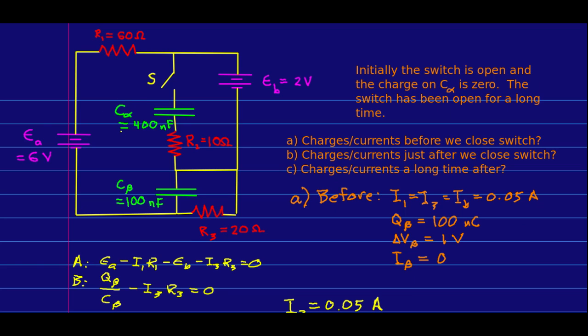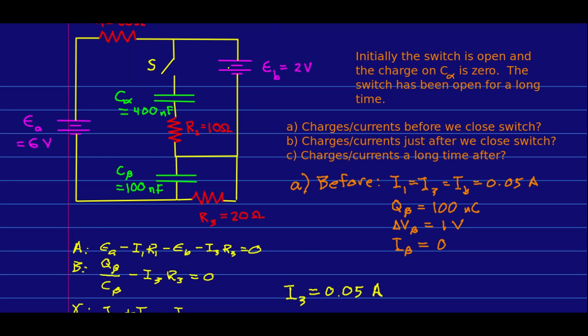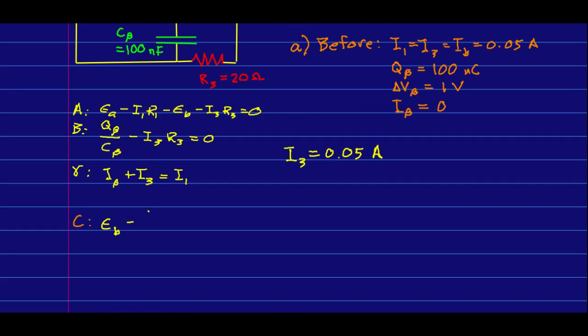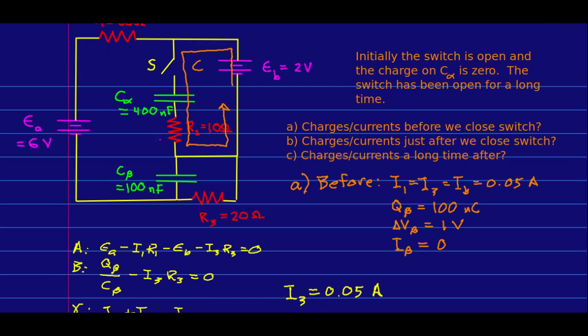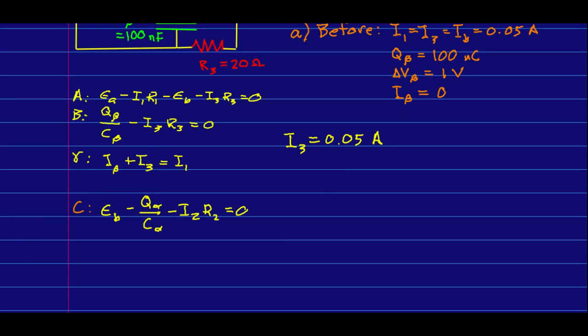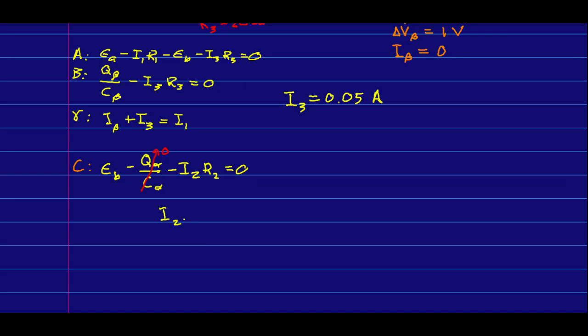I know the charge on capacitor alpha was 0 before I closed the switch, and so it's 0 just after. And so let me write a new loop law. I will write the loop law for this loop, which I'll call C, where in writing that I have assumed that I2 is this way. And I know that immediately after closing the switch, Q alpha is 0. And so that's 0. And that immediately allows me to solve for I2.